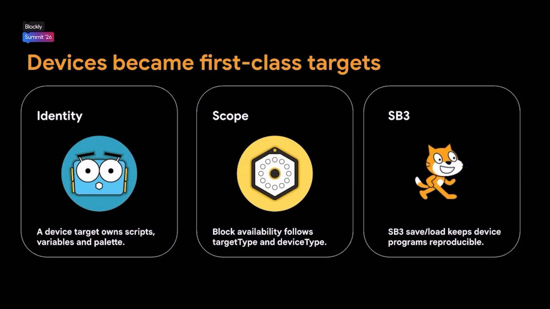Right, so device targets were the main architectural change. A device target behaves like a physical target. It has identity, it owns scripts and variables, it can be selected, and it gets a palette scope for what it can do. SB3 persistence then has to, let me take a step back. SB3 persistence is the Scratch term for the save and load functionality. So SB3 persistence then has to carry the device's metadata, so reopening a project brings back the device program and not just the blocks.